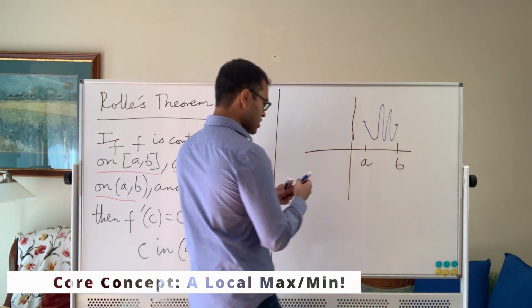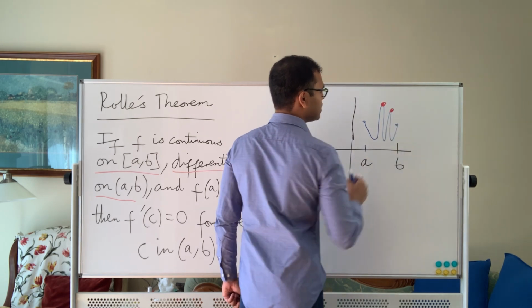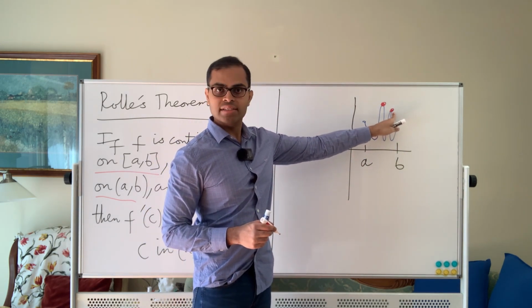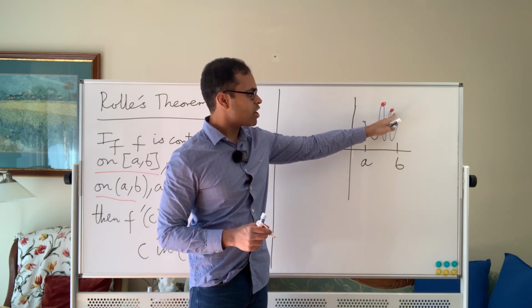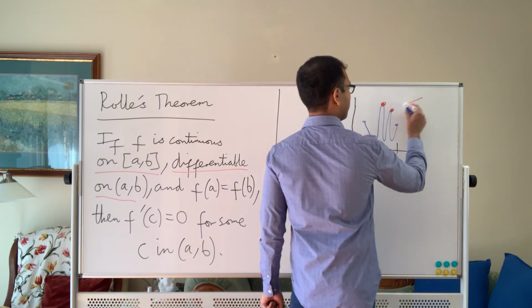Local because, for example, in this picture, here you have a peak, here you also have a peak. This peak is smaller than this one, but this is locally a max in the sense that nearby all the values of the function are less than this apex. So this is what we call local max.